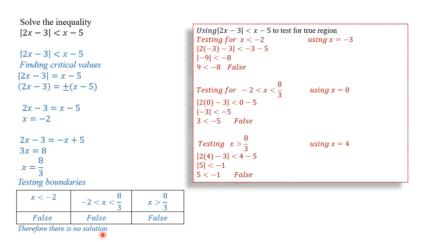Let's say maybe we have true here. It means this function will always be less than this function for all values of x. All right, so this is what you need to understand here.